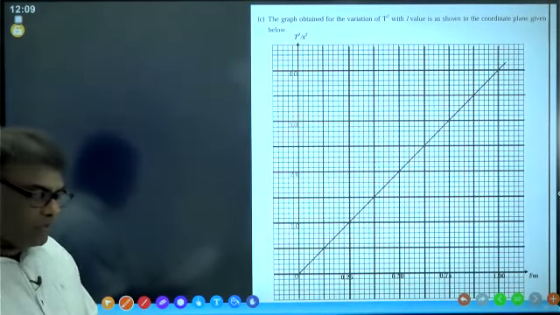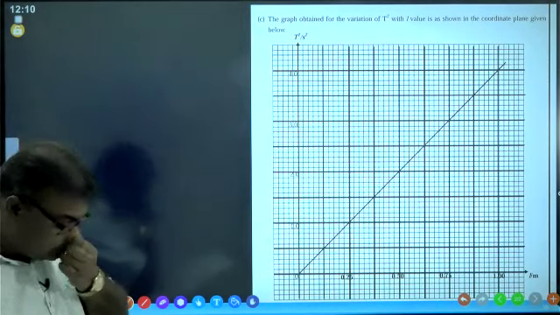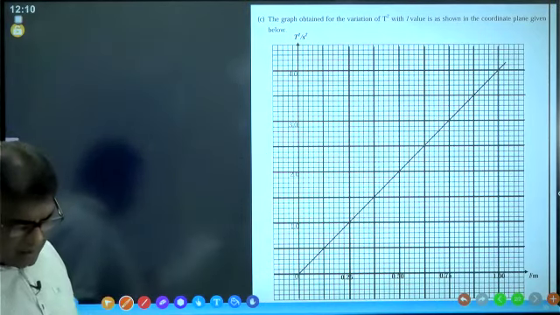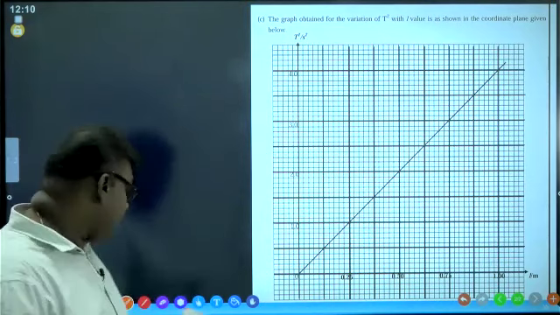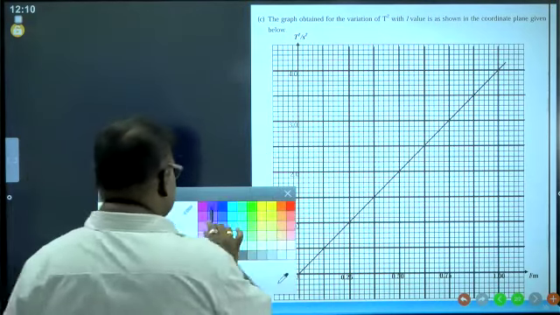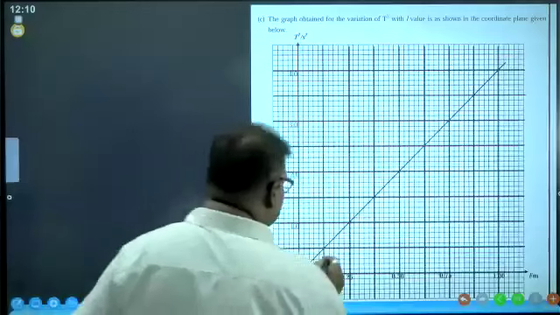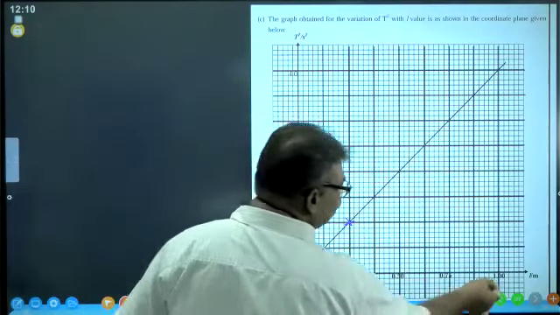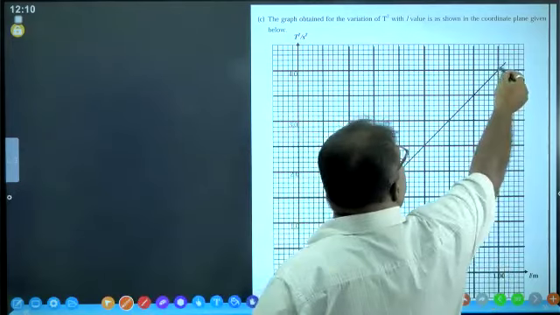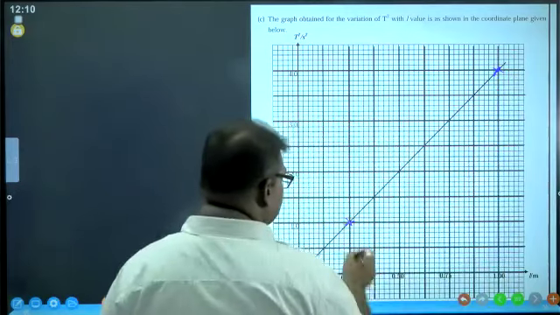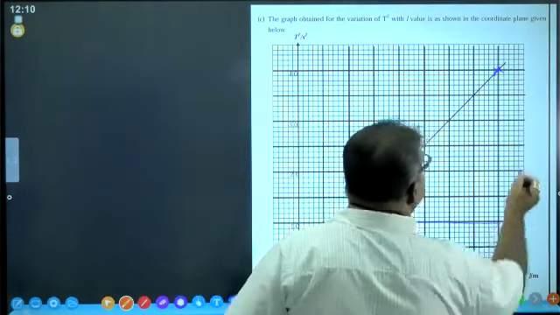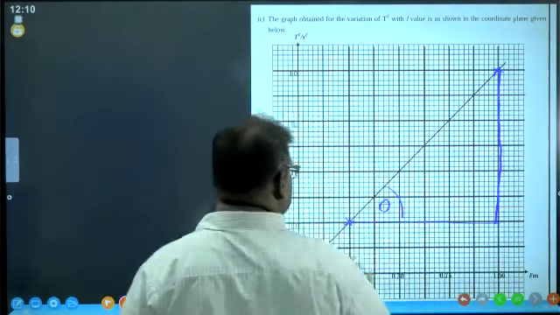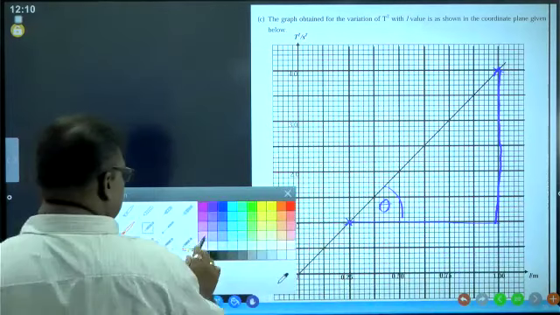The graph of T squared versus L is drawn. The copied graph is given. It is a straight line graph. Calculate the gradient of the graph. We can take the gradient from here to here, using the values. This angle is theta.